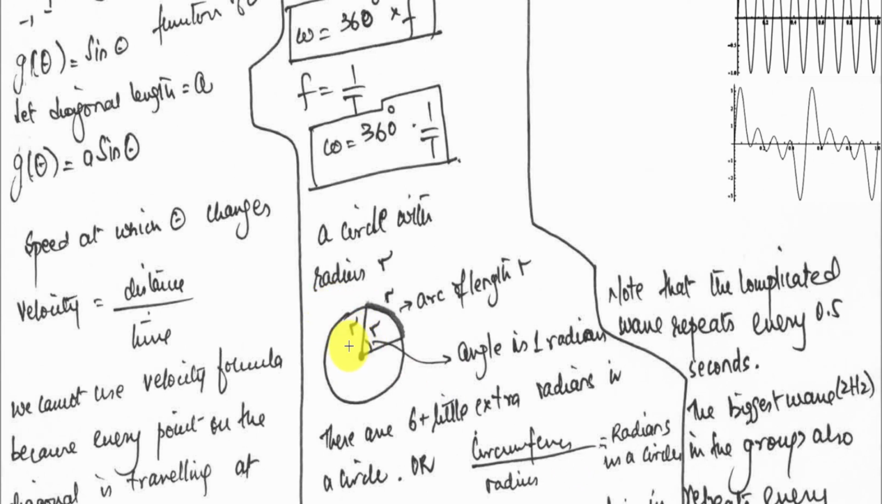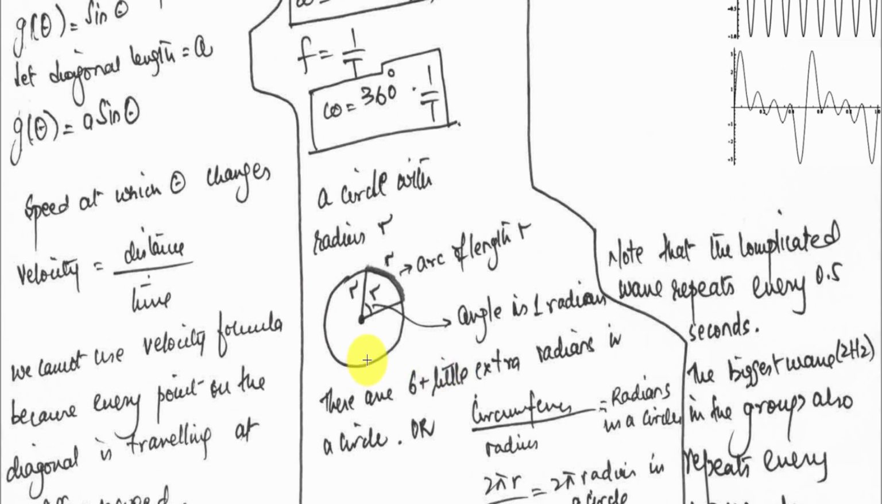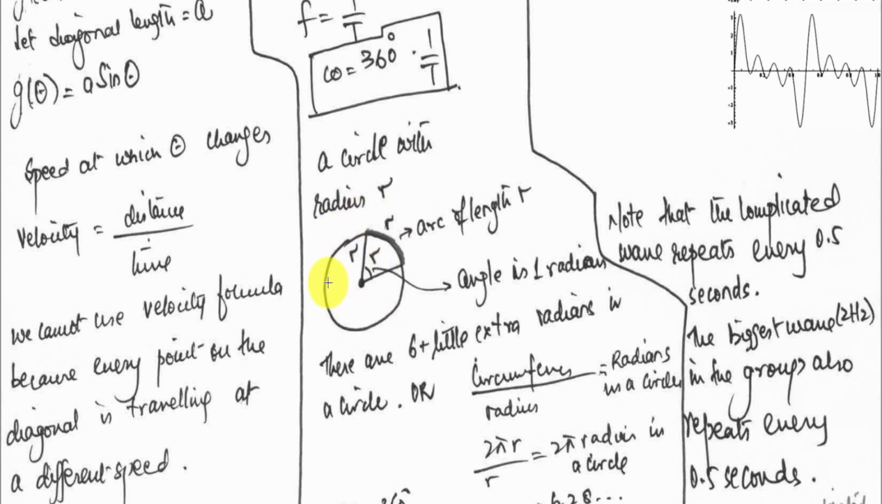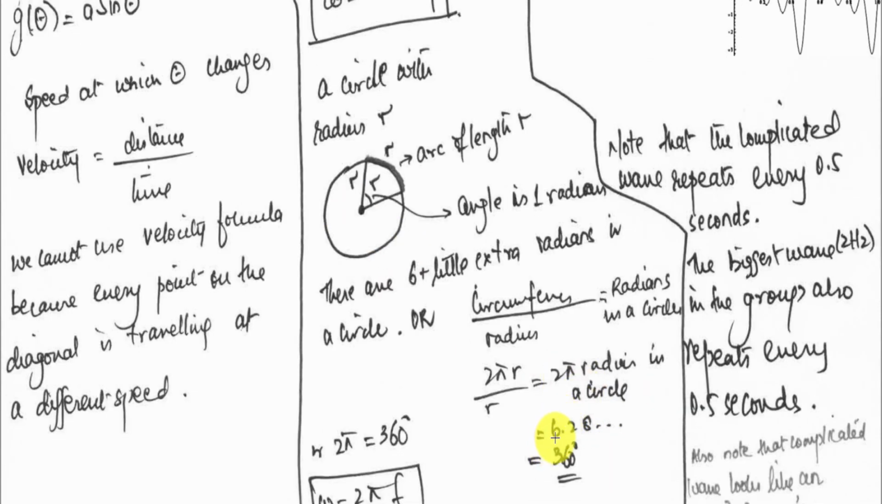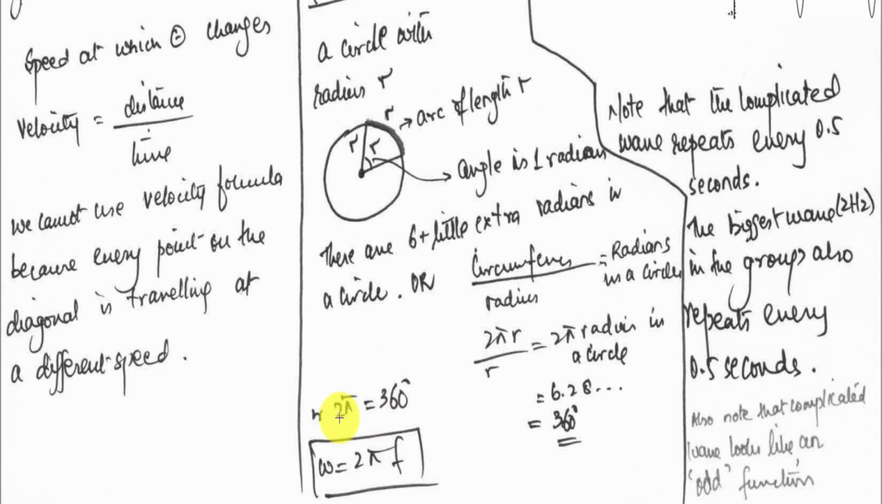How many radians can we make if we divide the circle like a pizza? There are 6 plus a little extra radians in a circle, or we have circumference divided by the radius equals the number of radians in a circle. The circumference of the circle is 2 pi r, divided by the radius. So we can say that we have 2 pi radians in a circle, or 6.28 radians in a circle, or 360 degrees in a circle, because we know 2 pi equals 360 degrees.